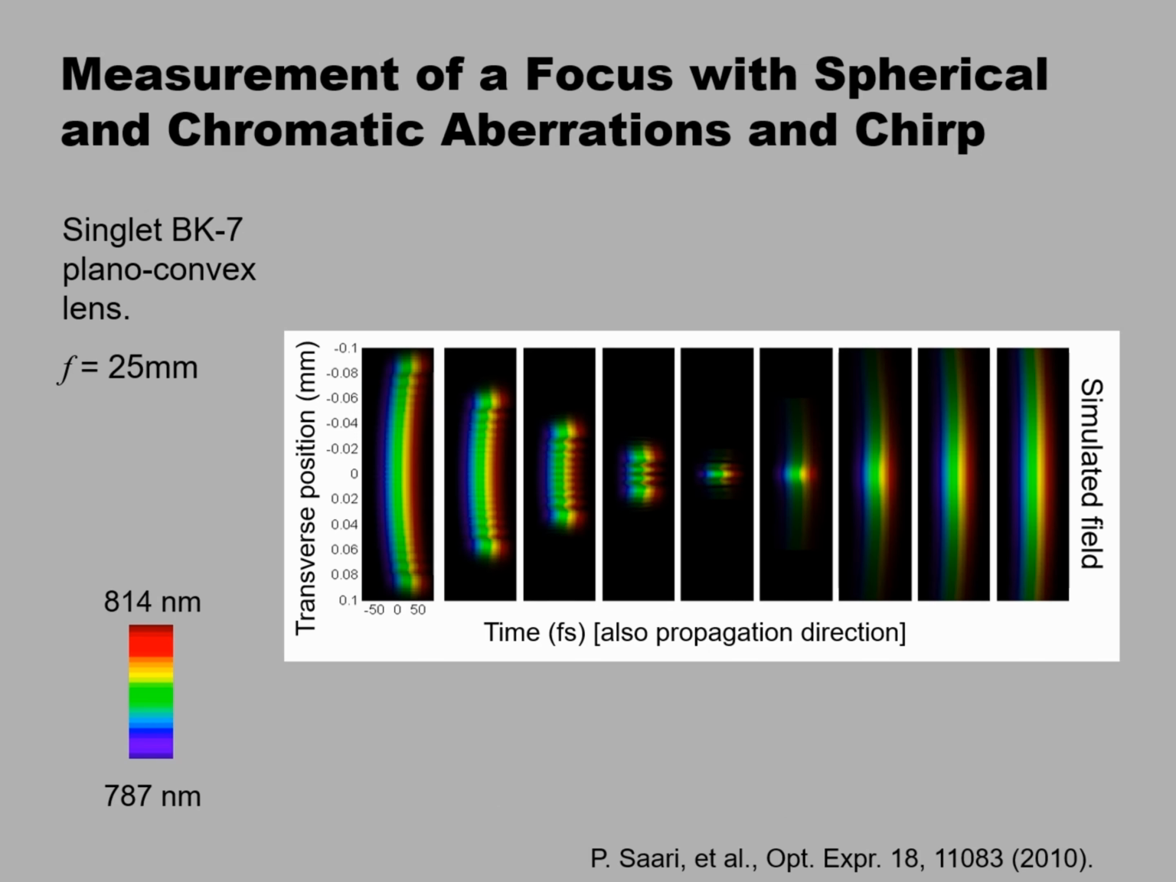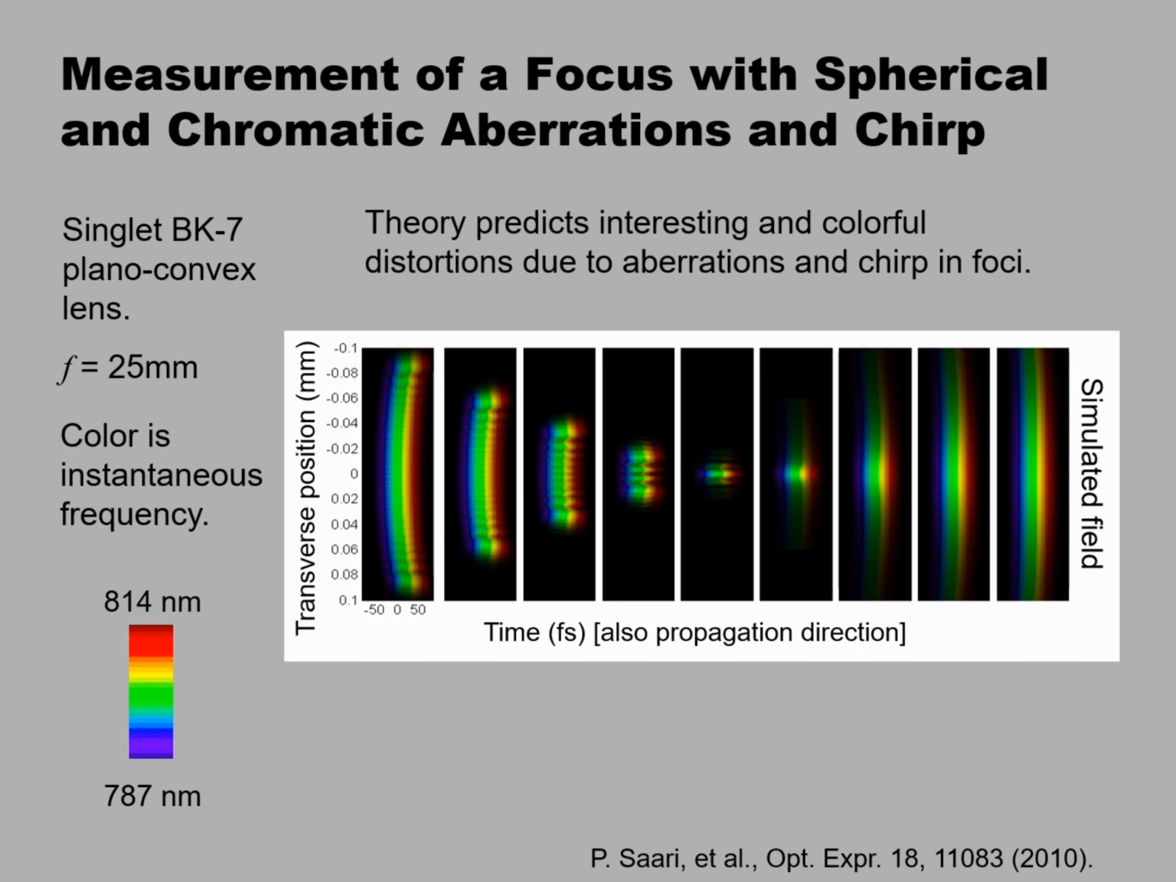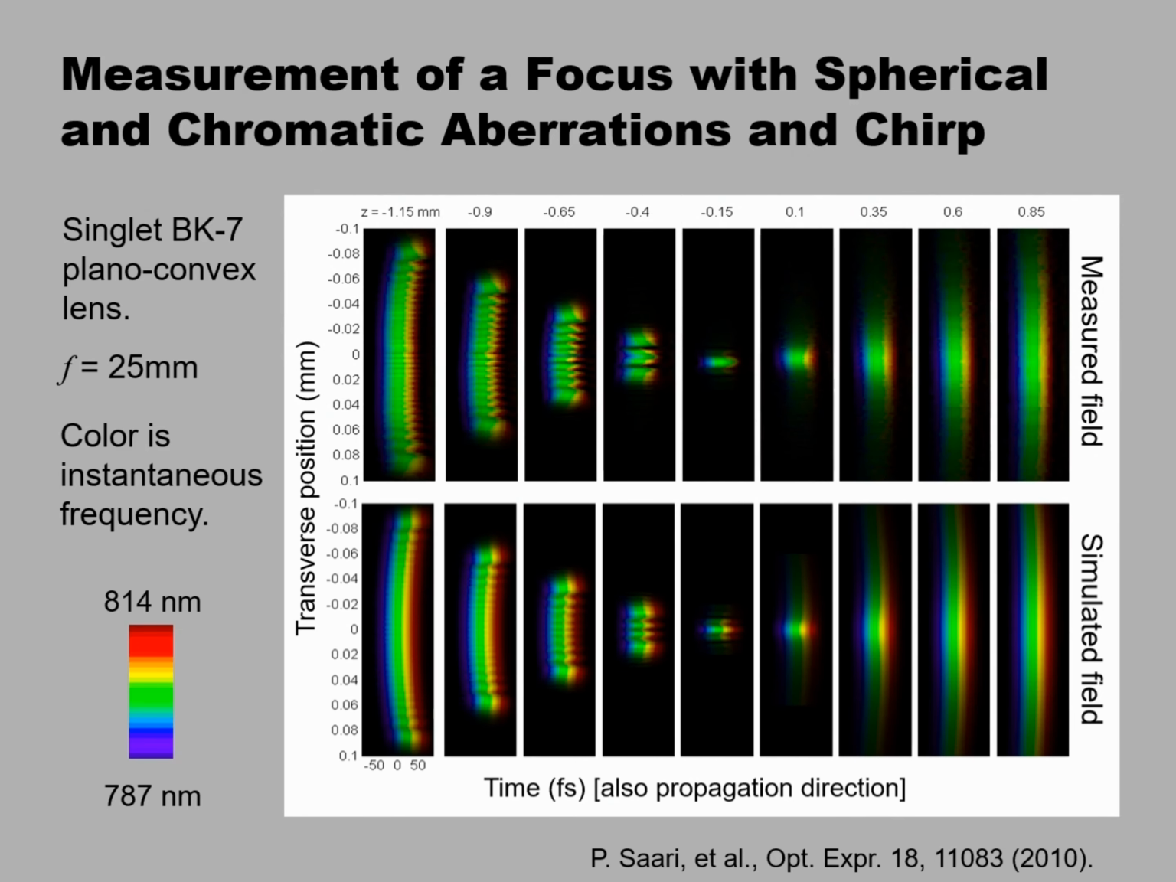This is a theoretical plot of a pulse focusing with spherical and chromatic aberrations as well as chirp using a singlet BK7 plano-convex lens. Color is instantaneous frequency. As you can see, theory predicts interesting and colorful distortions due to aberrations and dispersion in the lens. And SEA TADPOLE confirms these simulations.